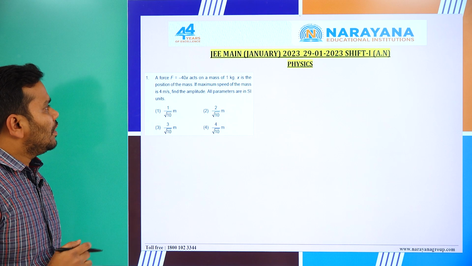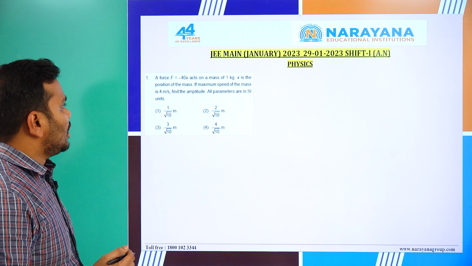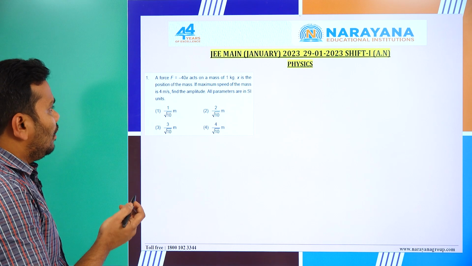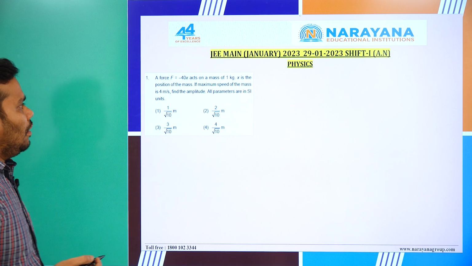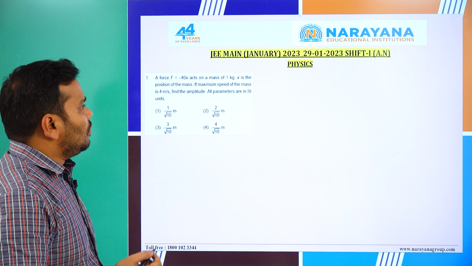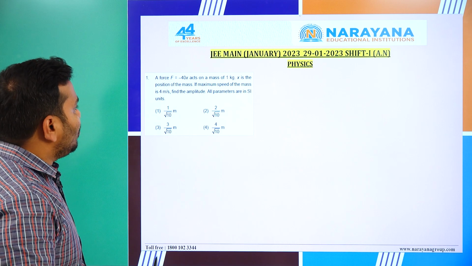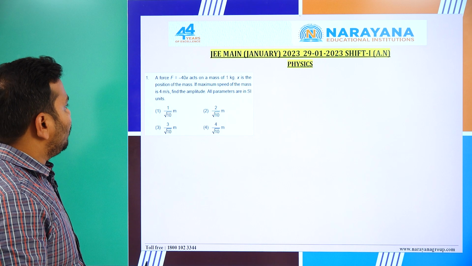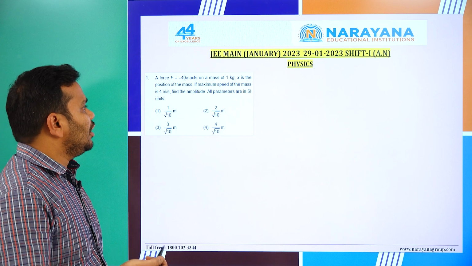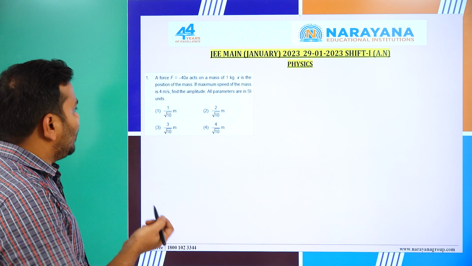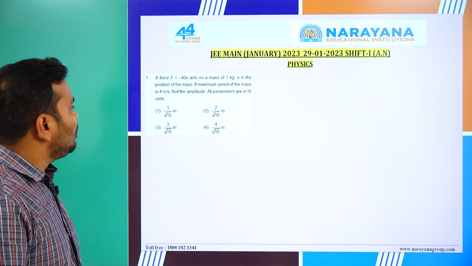So the very first question is a straightforward question. A force F equal to minus 40x acts on a particle of mass 1 kg, where x is the position of the particle. If the maximum speed of the particle is 4 meter per second, we need to find the amplitude. All the parameters are given in the SI system.